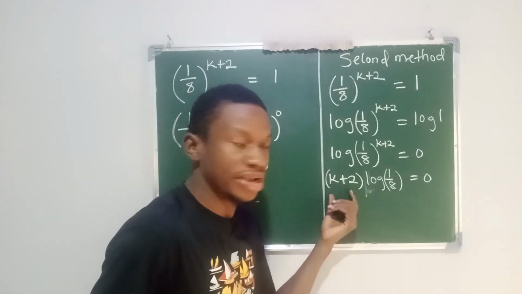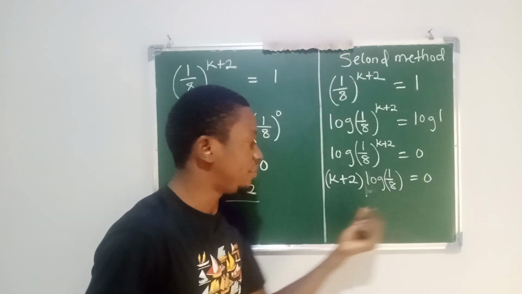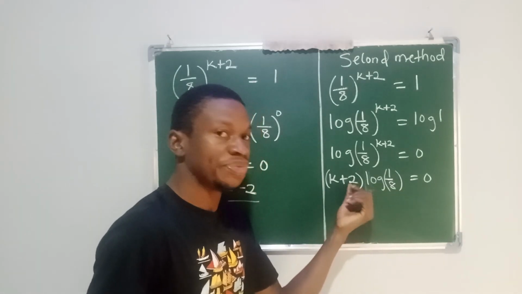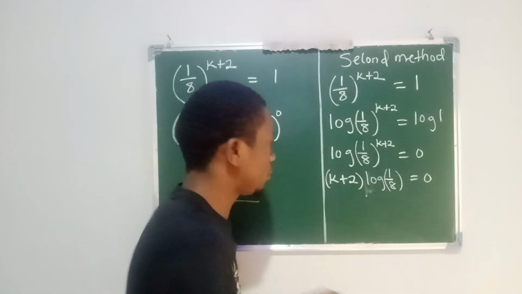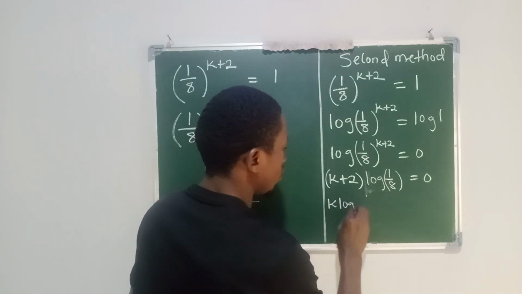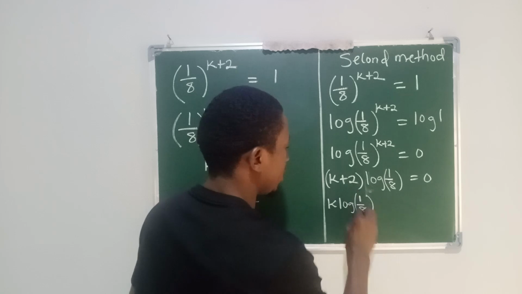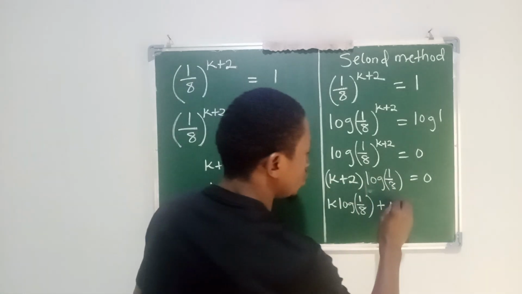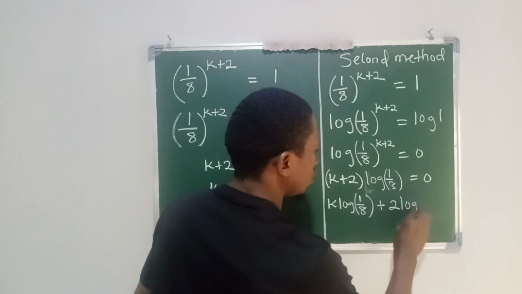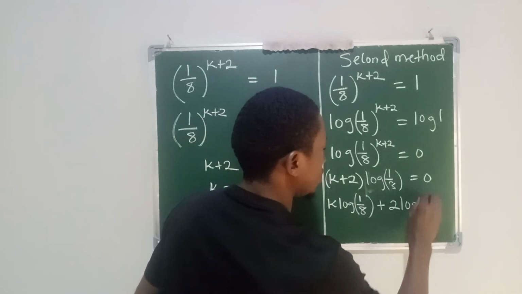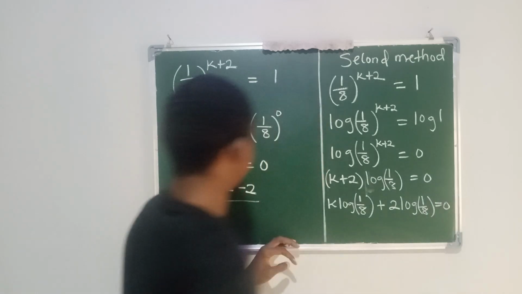So we can expand the bracket. We multiply the whole of this by k, and then we come back again to multiply the whole of this by 2, and everything is equal to 0. So if we multiply k by this, we'll have k log (1/8), plus this being multiplied by this, we have 2 log (1/8) is equal to 0.